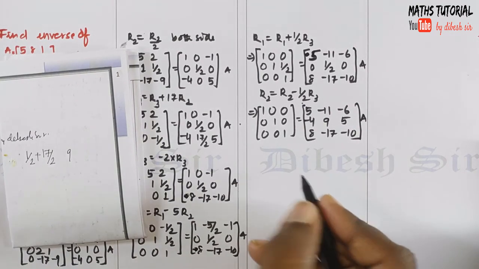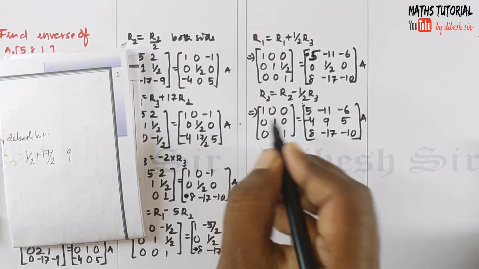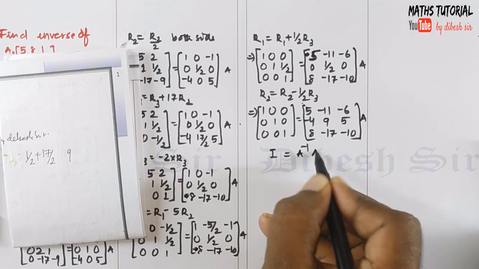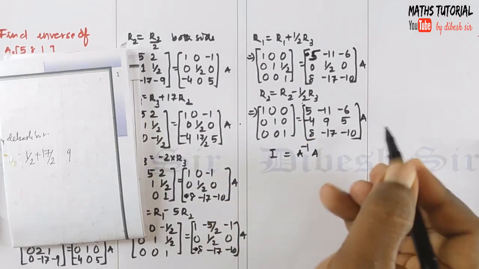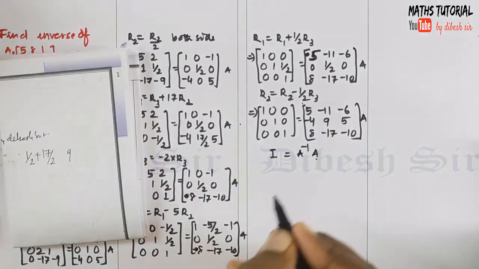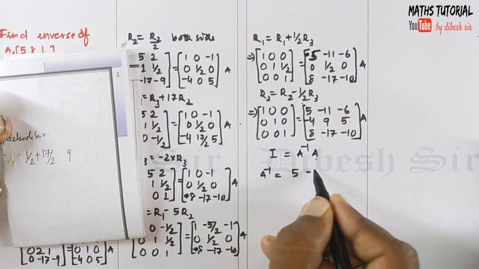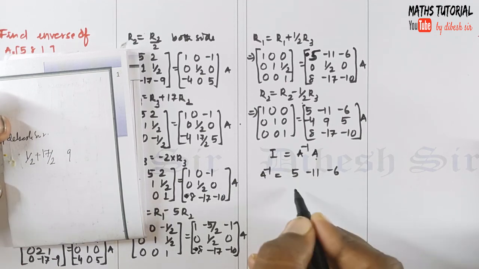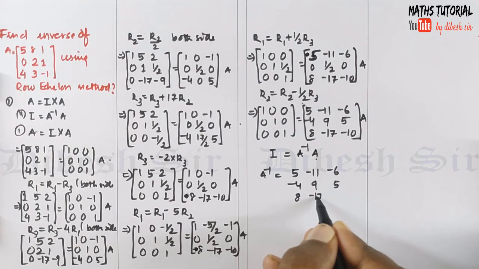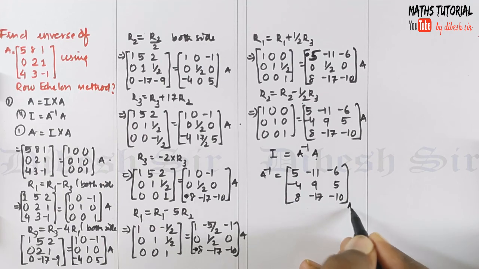So we equate this as I is equal to A inverse A. Look at here, this is I, this is A, so clearly this must be A inverse. So our A inverse is equal to 5, minus 11, minus 6, minus 4, 9, 5, 8, minus 17, minus 10. This is our final answer.